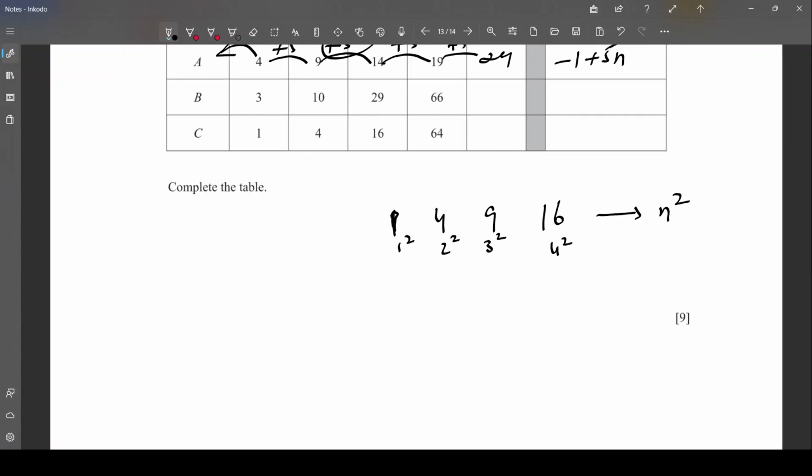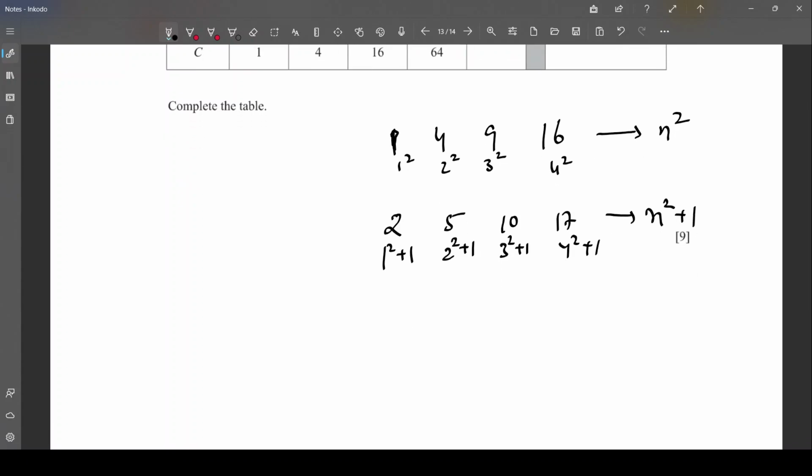But if I have 2 over here, 5 over here, 10 over here, 17 over here, what is happening? This is actually n square plus 1. It is 1 square plus 1, 2 square plus 1, 3 square plus 1, 4 square plus 1. 4 square is 16, 16 plus 1. So what will be the nth term? n square plus 1, correct? In the same way, it can be subtracted also. n square is this one.